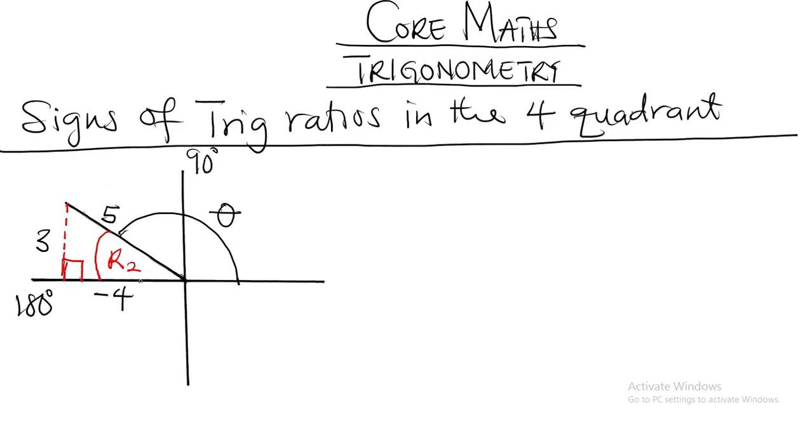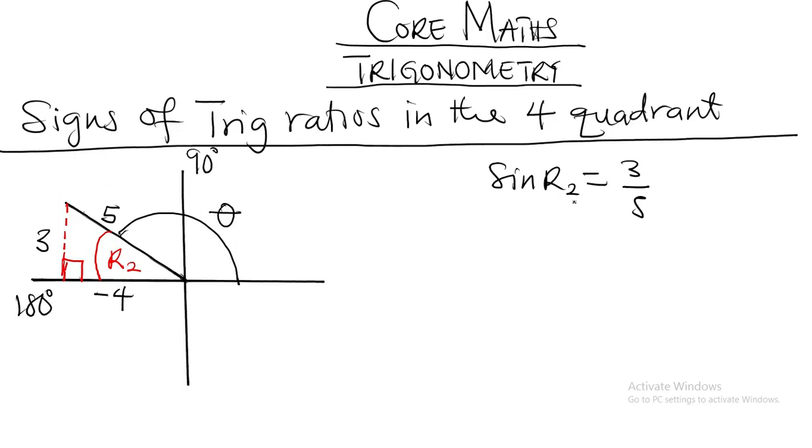So now, let's find the trig ratios of the reference angle created by the angle theta. Good. So first of all, look for sine R2. We know that sine is what? Opposite over hypotenuse. So sine R2 will give us 3 on 5. Okay, 3 on 5. Good.